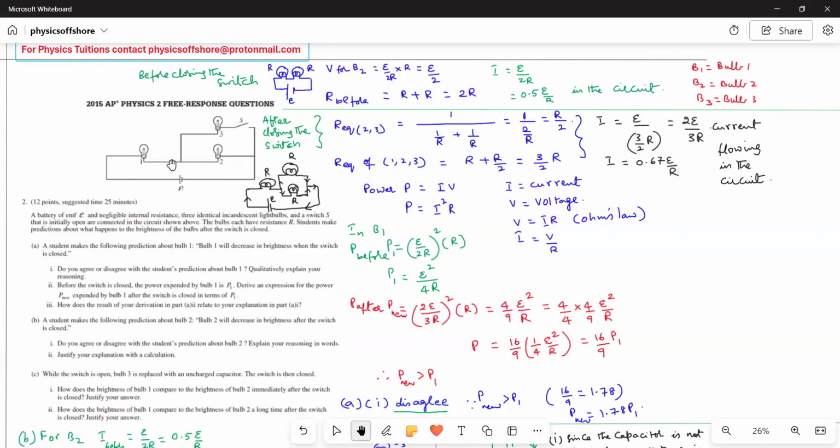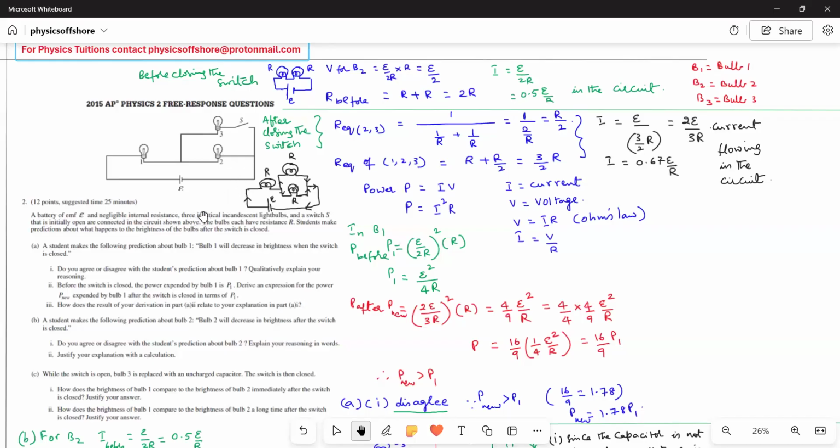A student makes a prediction that soon after closing the switch, bulb 1 will be brighter. No, bulb 1 will be dimmer. That is the one student prediction. And then the second student predicts, soon after closing the switch, bulb 2 will be dimmer. That means decrease in brightness. That is another student's prediction. And the third one is, if bulb 3 is replaced with a capacitor, then what happens? This is the gist of the question.